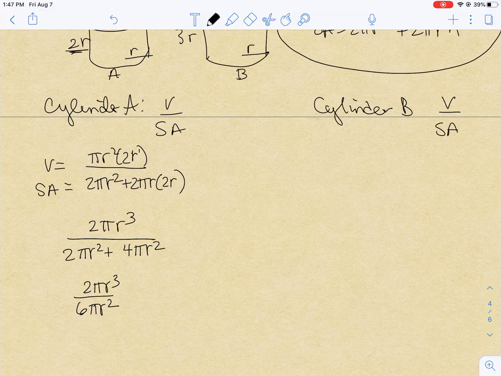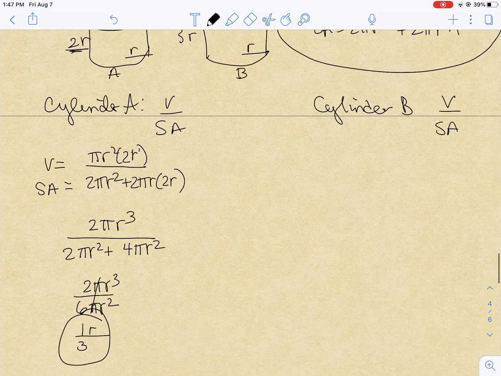Well, simplifying that, 2/6 reduces to 1/3. Pi over pi becomes 1. R cubed divided by r squared, the rule is you subtract exponents, so we'd have an r in the top. So the ratio in cylinder A of the volume to the surface area is 1/3 r.